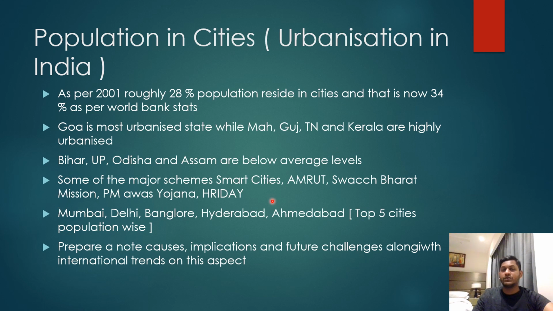Some of the major schemes which we have developed to tackle this are Smart Cities, AMRUT, Swachh Bharat, PM Awas Yojana, HRIDAY. You can incorporate tons of it, whatever information you have. Then the top five cities, if we see, are Mumbai, Delhi in the order. Okay, so the first largest city is Mumbai, then Delhi, third comes Bangalore, fourth comes Hyderabad, and fifth comes Ahmedabad. Now prepare a note of causes implicated. So these I've just put here in order for you to prepare your own notes, like what are the causes of rise in the population.